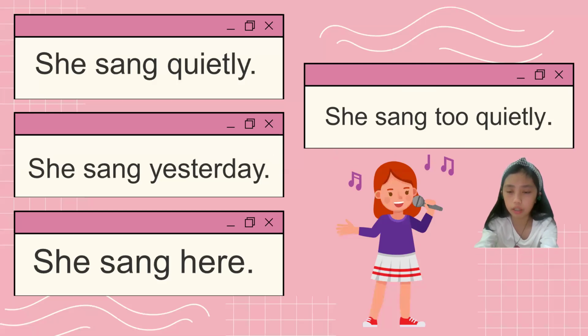For example, she sang quietly. Quietly is an adverb that tells how she sang. She sang yesterday. Yesterday is an adverb that tells when she sang. She sang here. Here is an adverb that tells where she sang. She sang too quietly. Too is an adverb that tells to what extent she sang quietly.